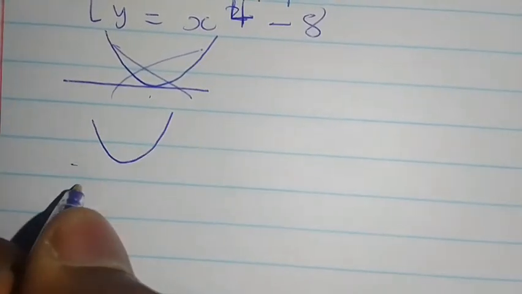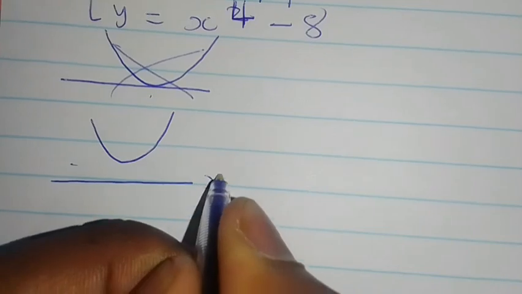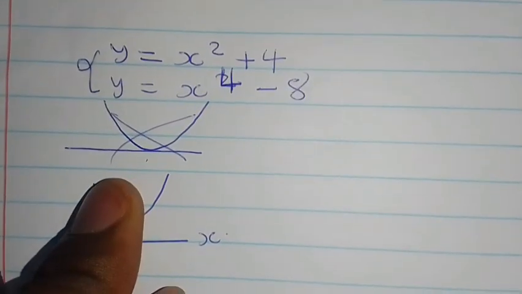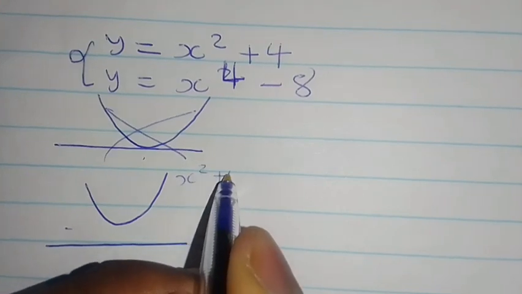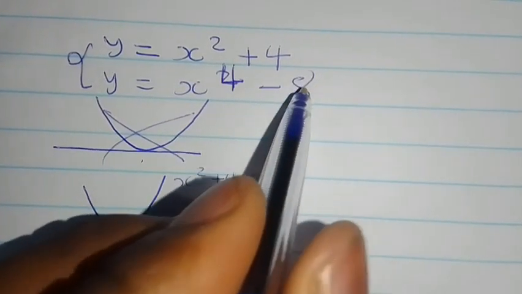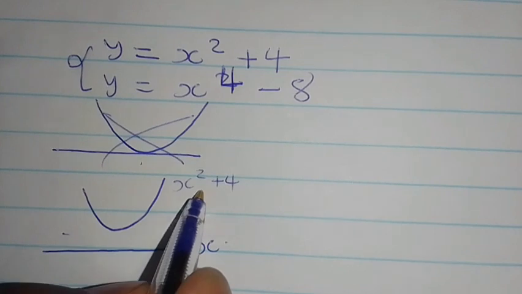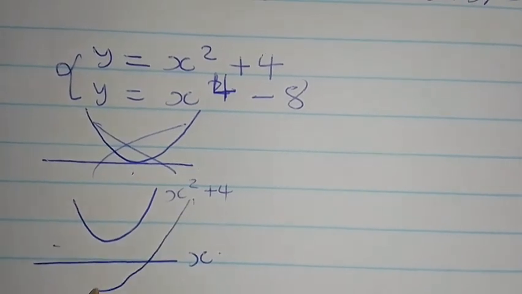It's going to be something like this. It has shifted about the x-axis by 4. Then that's the graph y equals x squared plus 4. Now we have another graph, x to the 4th minus 8. That graph is going to look something like this.